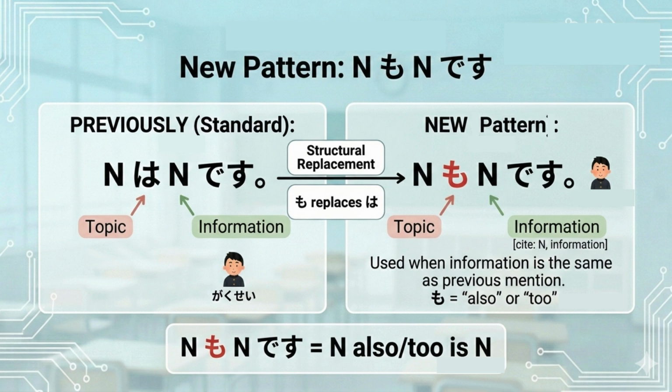Finally, let us learn one more important pattern from Lesson 1. The pattern is N も N です。 This pattern is used when the information is the same as something previously mentioned. The particle も means also or too. Structurally, も replaces は. You cannot use both together.